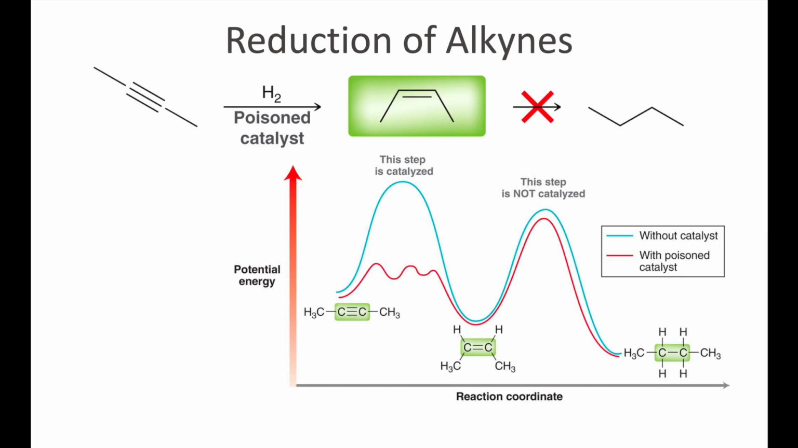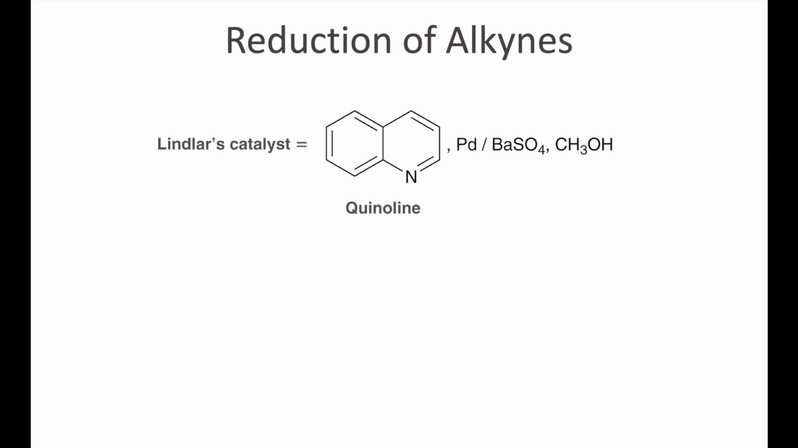So what are these poisoned catalysts? There are two you need to know of. The first one is called Lindlar's catalyst. Basically, Lindlar's catalyst is when you have this palladium catalyst, but it's weakened a little bit. So you would also have in it quinoline and barium sulfate along with methanol. Or sometimes you can also see it as palladium with calcium carbonate and trace amounts of lead(IV) oxide.